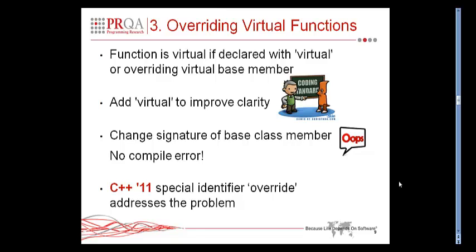A change to the signature of the base class member won't result in a compile error, but it will result in the semantics of the program changing. In C++11, a new meaning has been given to override. It's now called a special identifier, and this helps us address the problem.